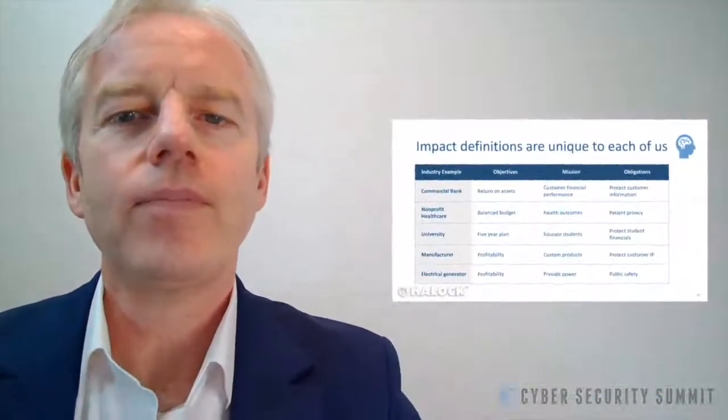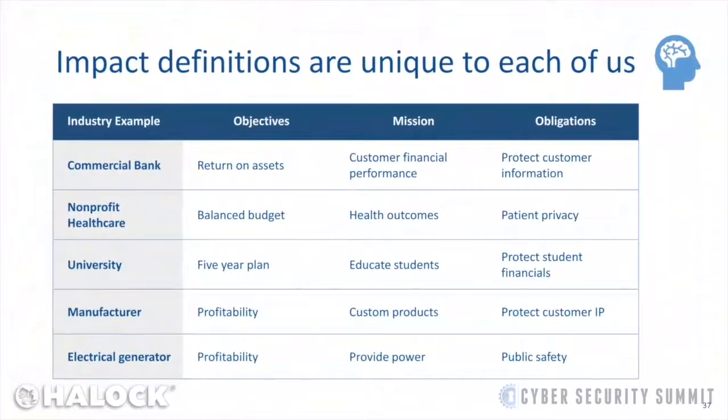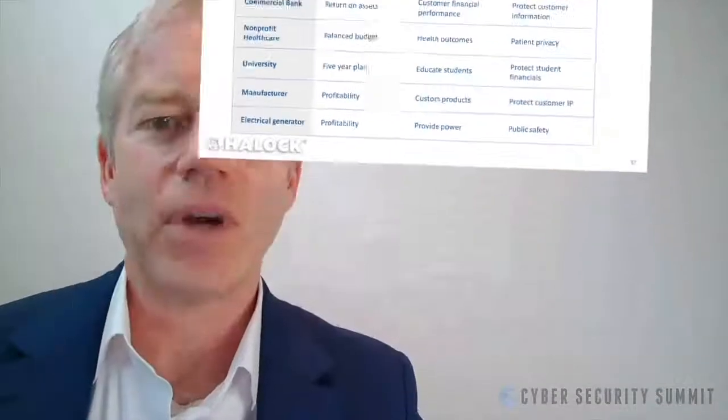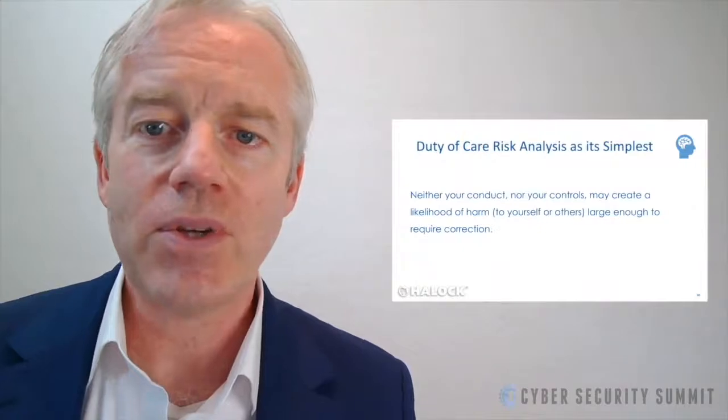So when we do this, because HALOCK's team has been working with organizations, we've done this for companies well into the 3 digits, so well over 100 organizations, and we have never found risk assessment criteria that's identical to any other organization's, whether it's because of the industry that they're in or even 2, 3, 4 organizations in the same industry. They all have different ways of defining their mission, their objectives, and their obligations, because every organization is unique.